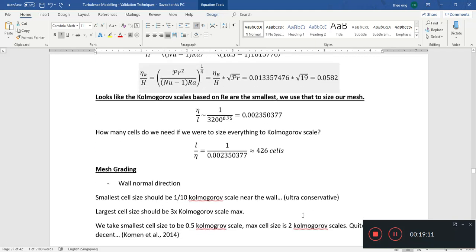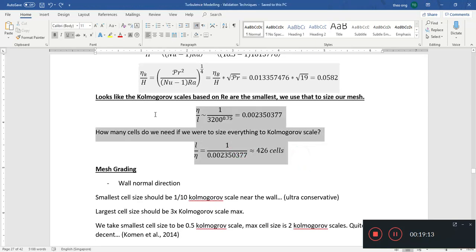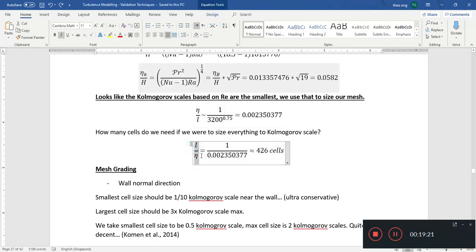Yeah. So it looks like this is the smallest. And how many cells do we need if we sized everything to this Kolmogorov scale? So the number of cells we need is actually the length of the domain divided by the Kolmogorov length scale, and that is just inverting this thing over. So that's actually 426 cells. That's a lot of cells actually.